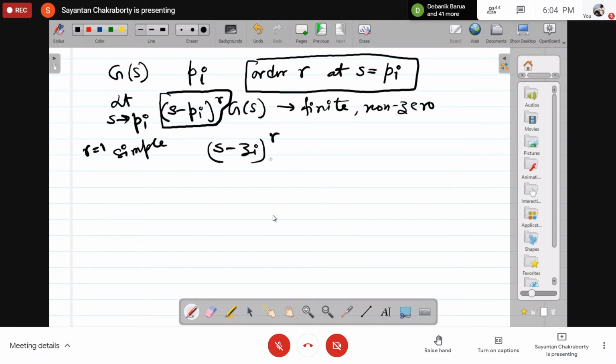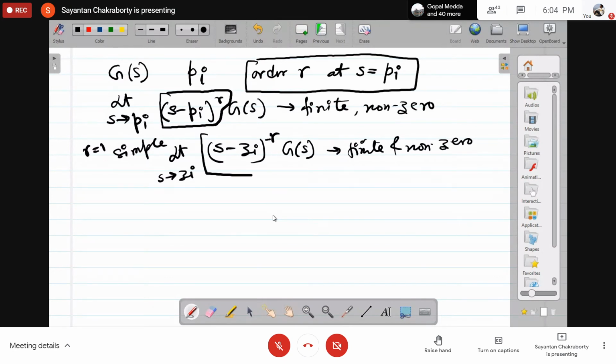Similarly, the concept of zero is that the numerator should contain a factor like this. So here, the limit as s tends to z_i of this into G(s) should be finite and non-zero. Then you'll say that at s equal to z_i, it has a zero of order r. If r equal to 1, then it's a simple zero.